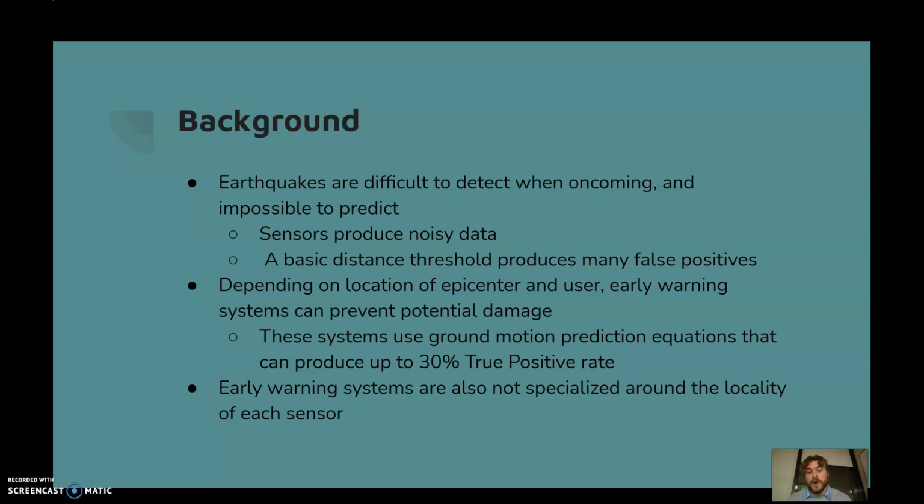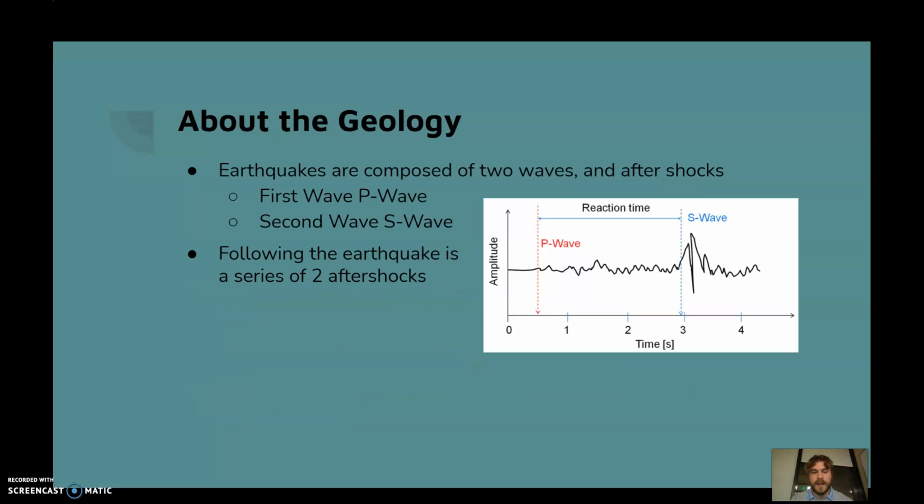Another thing to note is that these equations are not specialized around the locality of the sensor. So luckily, their equations are relatively resilient to this. However, it still poses some issues in terms of calculation. So just the minimal that we have to know about the geology for this project.